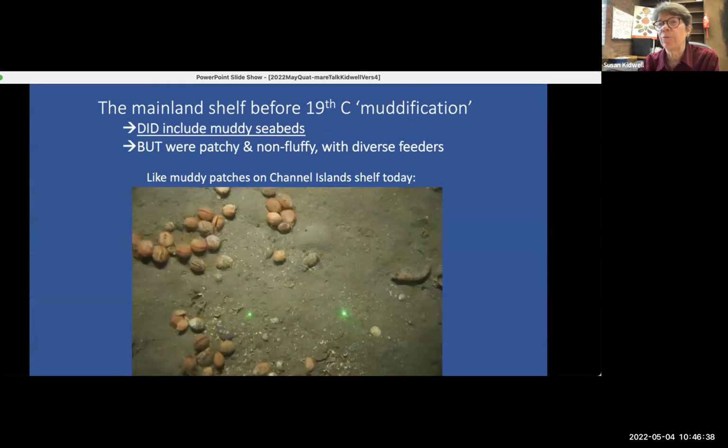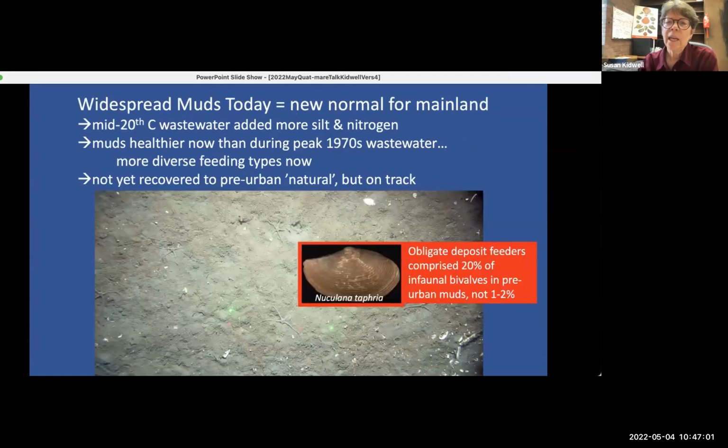Now, the mainland shelf back then, pre-Cal, did include muddy seabeds, because we see them on the shelves of the offshore Channel Islands, where Laqueus, the brachiopod, still thrives, but it's still sandy. There are muddy patches, though, but they have a diverse array of feeders. They're not just detritivores. And so on the mainland shelf, back on the LA side of the Pacific, these widespread muds are fundamentally the new normal. And we're talking about 20 centimeters of mud.